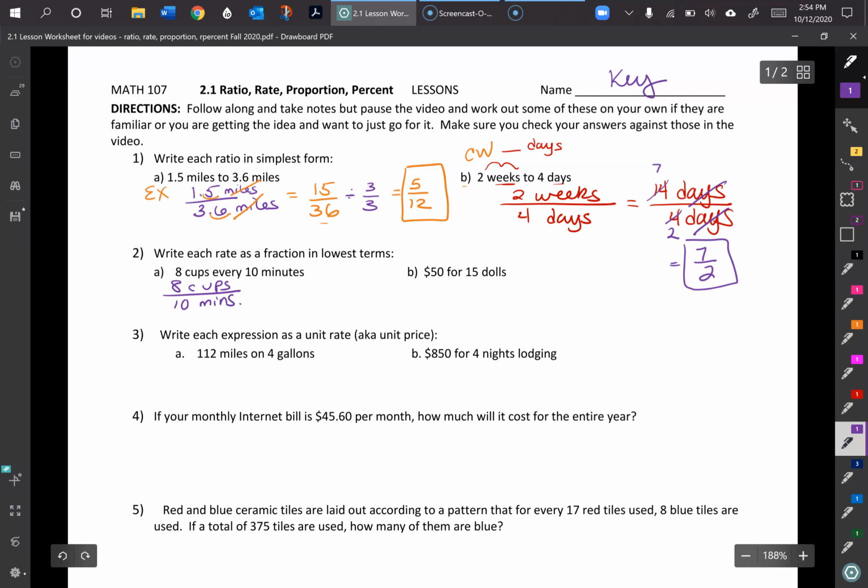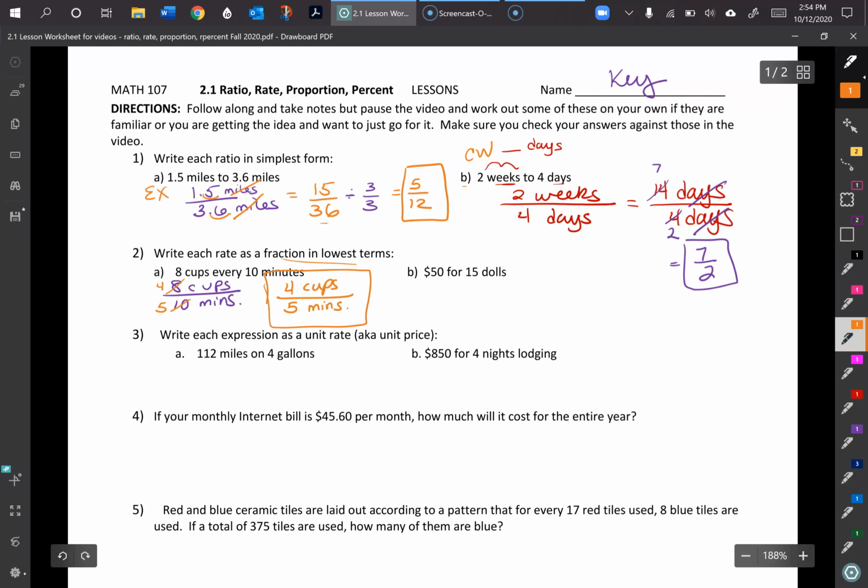You can abbreviate and just leave the units there on this one, but you can reduce the 8 with the 10. 2 goes into 8 4 times, and 2 goes into 10 5 times. So I would have 4 cups per, write the word per, or you could put a line for division, 5 minutes. Now, I specifically said write it as a fraction in lowest terms. I did not say write it as a unit rate. That's different. That's when you're going to have 1 as a denominator. It's per 1 unit, but this one's a little bit different setup.